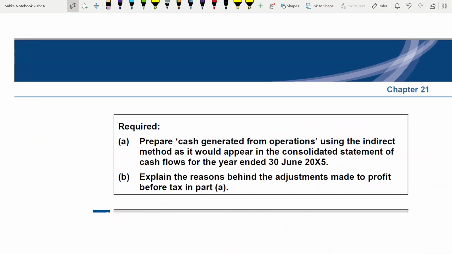Now the requirement. Please read the requirement very carefully. It is not net cash inflow. They told you to prepare cash generated from operations using the indirect method. Here they have told you the method. In the exam they will not even tell that.